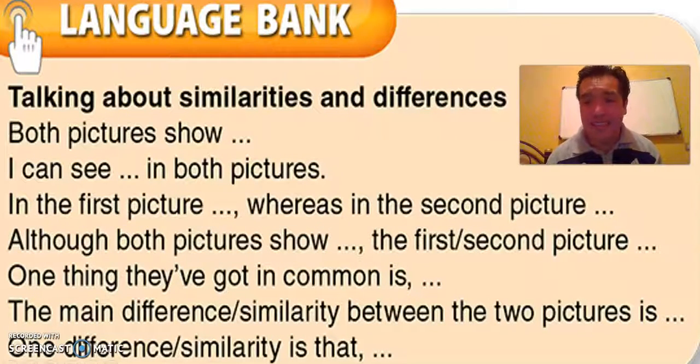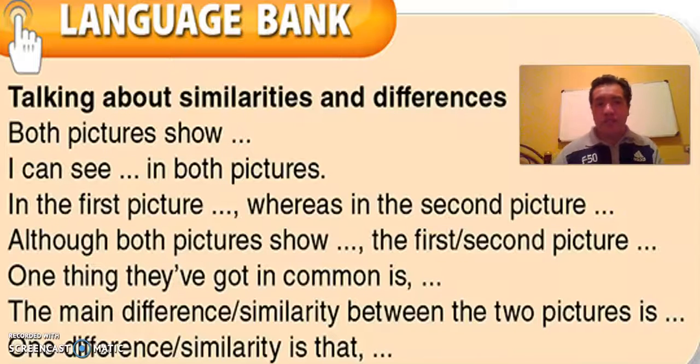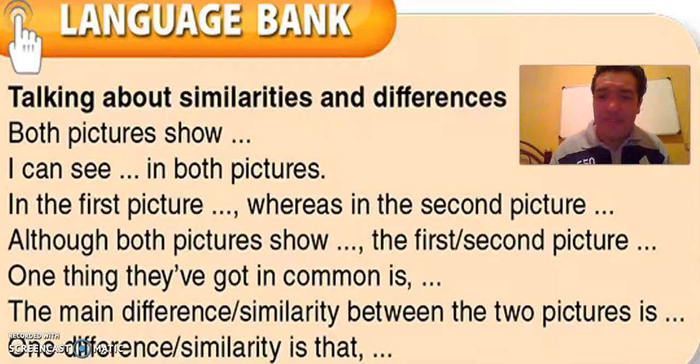The main difference. Main, which is más importante, the main difference, the main similarity between the two pictures is, and so one difference or one similarity is that, and then you can continue talking about the differences and the similarities. Okay, so well, let's try to remember these expressions because we're going to make some comparisons with the following pictures.